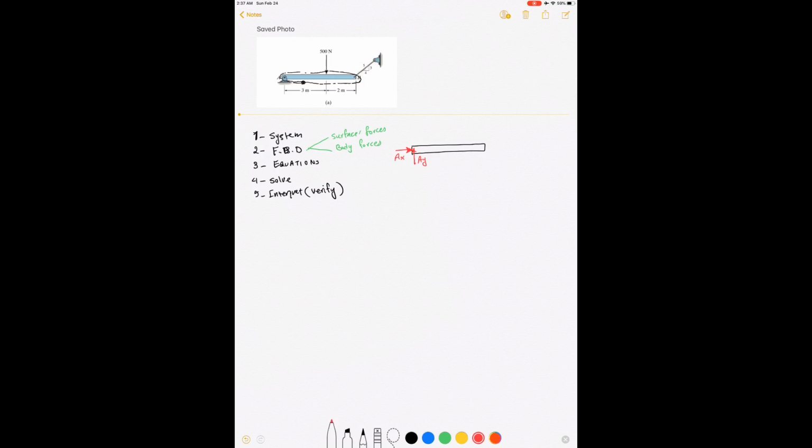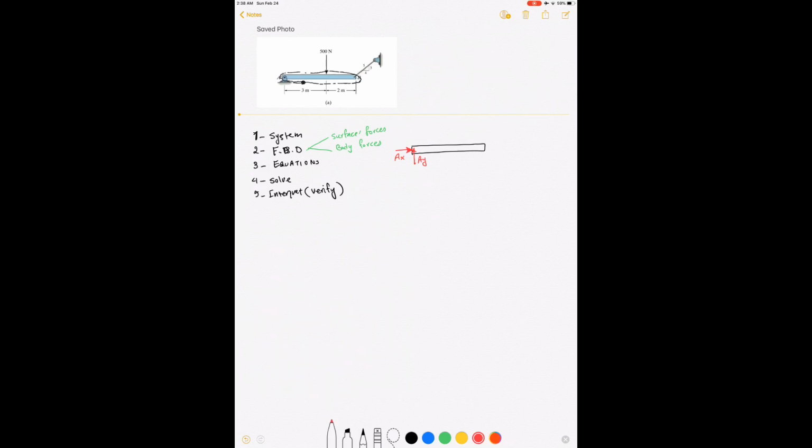And now, in order to find the moment at point A, I ask this question: can I rotate this beam around point A easily without applying a torque? And the answer is yes. There is no friction, assuming the pin at A is frictionless. So I'm not going to put a moment at A like MA, because there is no moment there.